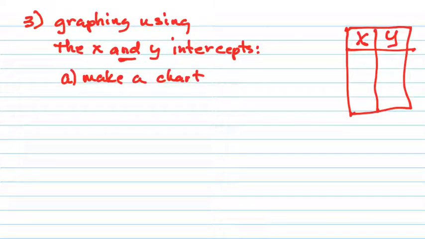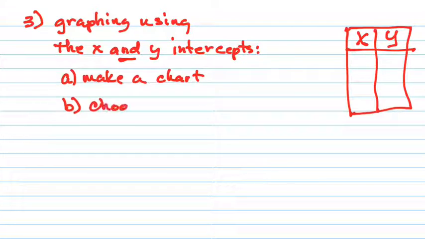We've already talked about what intercepts mean. Intercepts are the places where the line crosses the axis. So the x one is where it crosses the x-axis. The y one is where it crosses the y-axis. We've discussed the idea of an intercept, just where it crosses. So you're going to make a chart, okay?